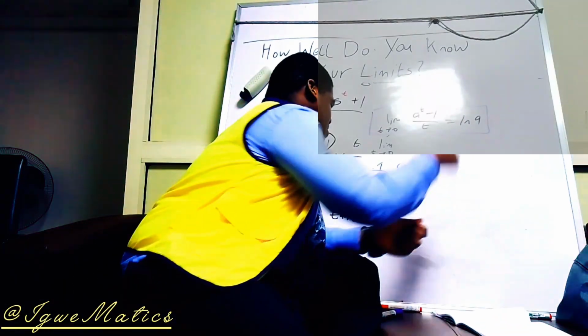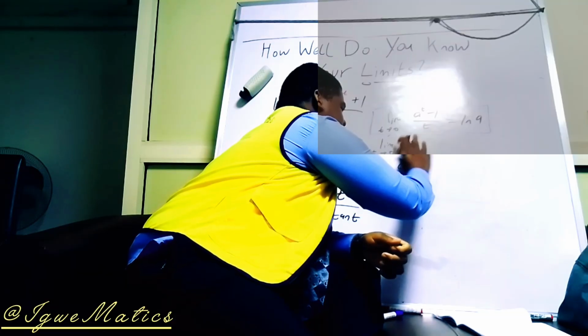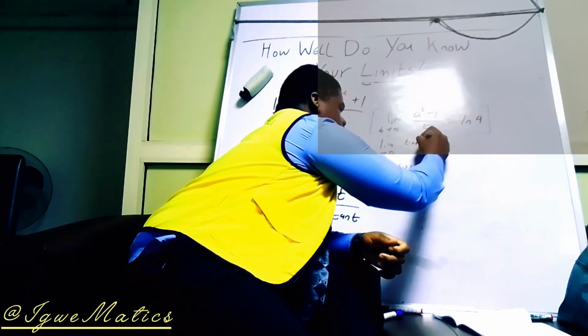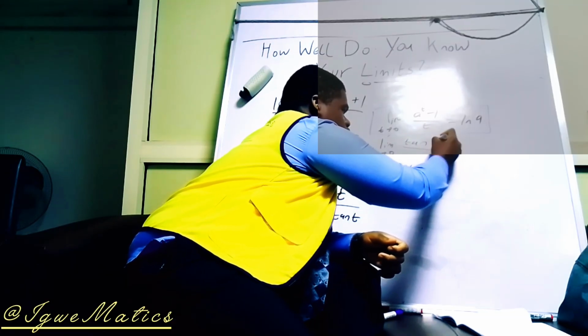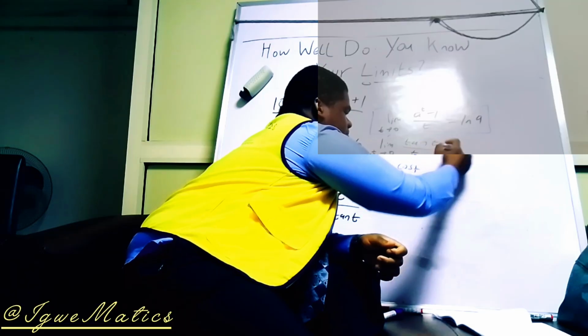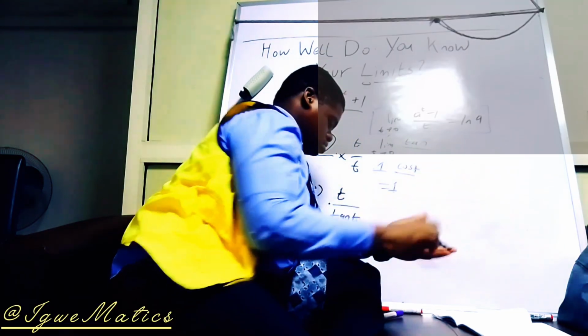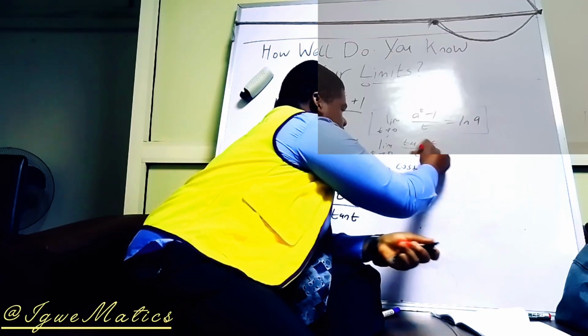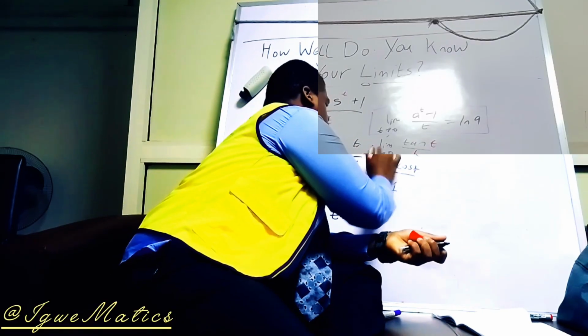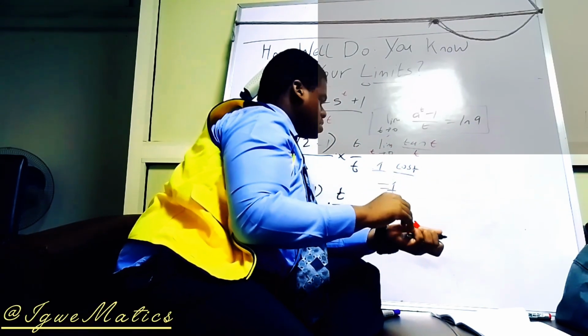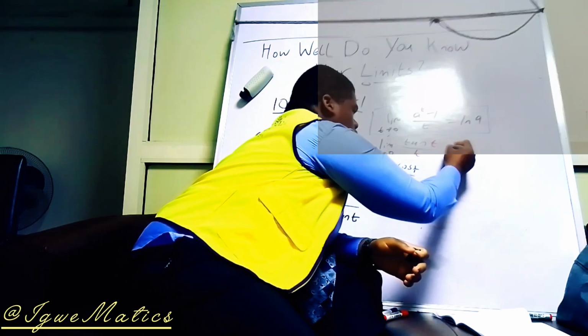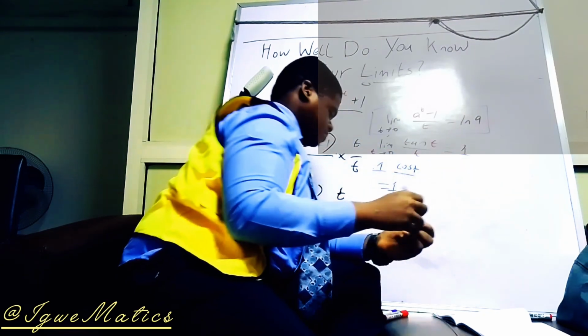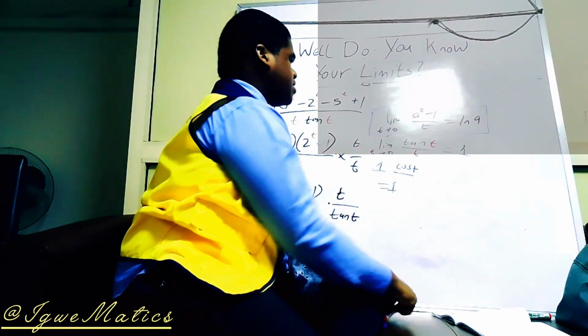Okay, let me finish this limit. Let me write it in the standard form, where the numerator has the trig function. So we have tan t divided by t. Let me change this lettering. Tan t divided by t is equal to 1. Let's put a blue box around that.